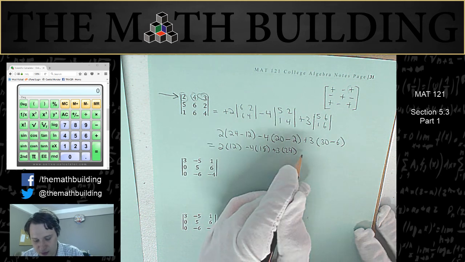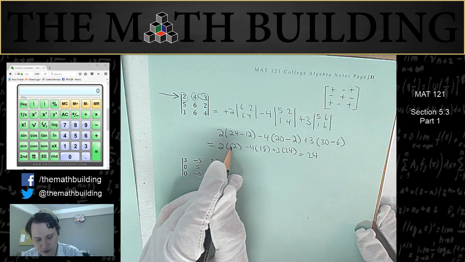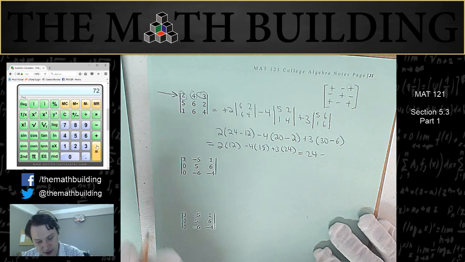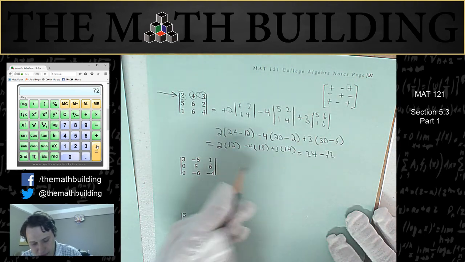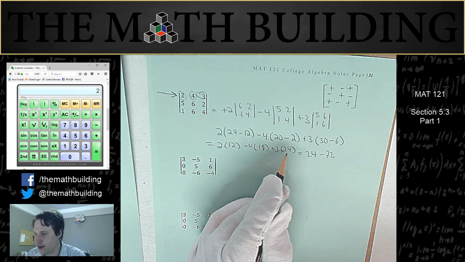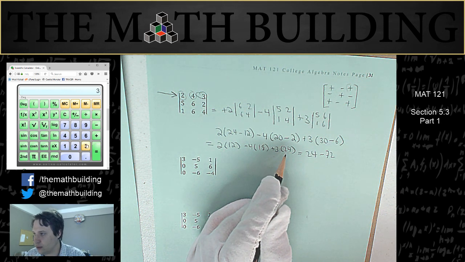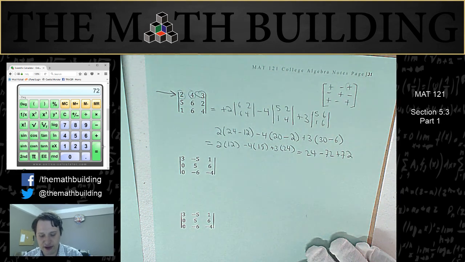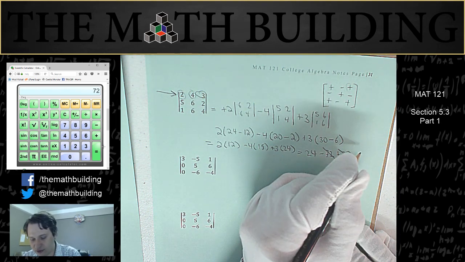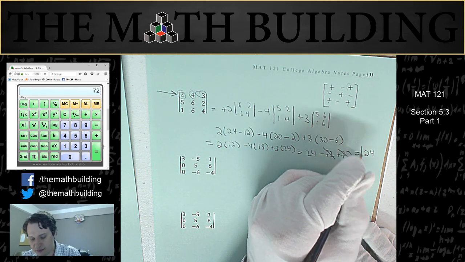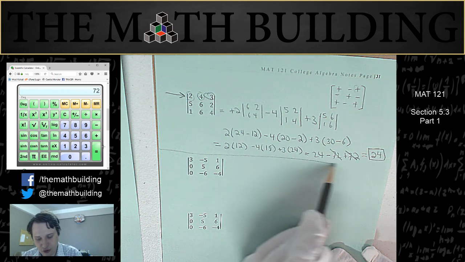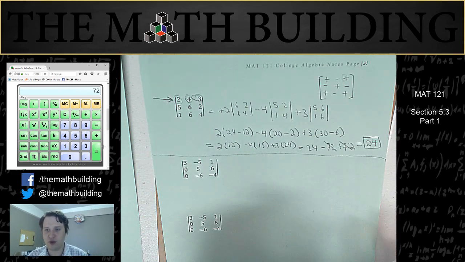So that's going to equal 2 times 12 is 24, minus 4 times 18 is 72, and 3 times 24 is 72. Yep. So there you go. 72 cancels with negative 72. That doesn't always happen. You just basically need to add up all the numbers. So the determinant of this first 3 by 3 matrix is 24.